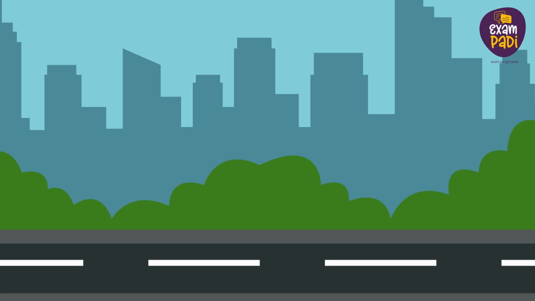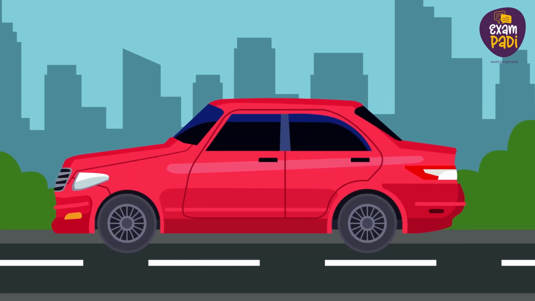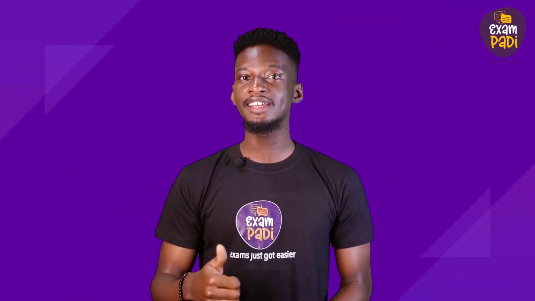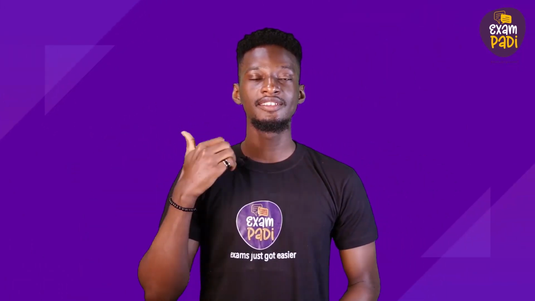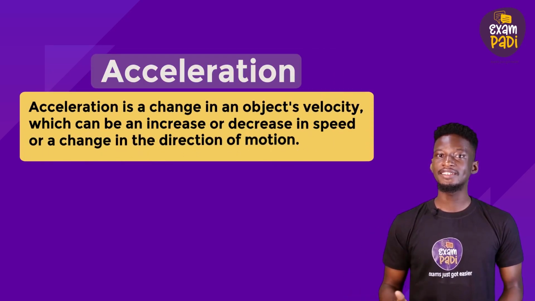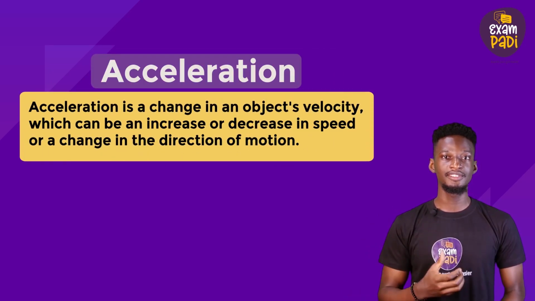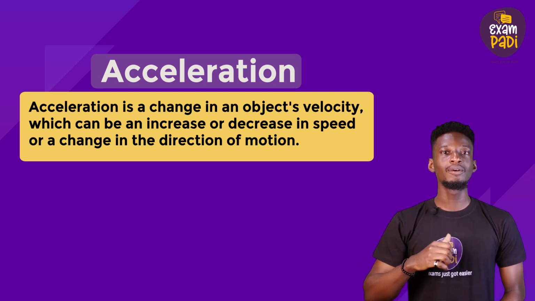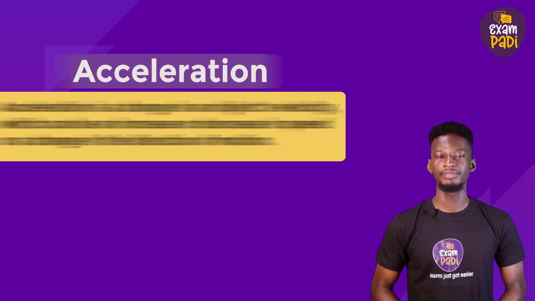Or you can think about it this way. In a car, you could accelerate by hitting the brakes, which would cause a change in speed. But you could also use the steering wheel to turn, which would change your direction of motion. Any of these will be considered an acceleration since they change velocity. So, we can define acceleration as a change in an object's velocity, which can be an increase or decrease in speed or a change in direction of motion.